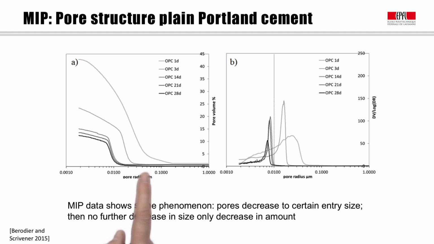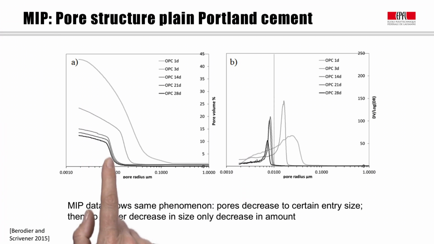And what you see is that this breakthrough diameter here, when the mercury really starts to penetrate into the sample, is going down quite rapidly during the first few days, but by the time we're at about 3 days or 14 days, then after that point it doesn't go down anymore. So it goes down to a certain critical pore entry size, and then it doesn't go down more, even though the overall amount of the capillary porosity is continuing to decrease. So we think this fixed critical pore entry size here is the same as the interhydrate space we saw here.